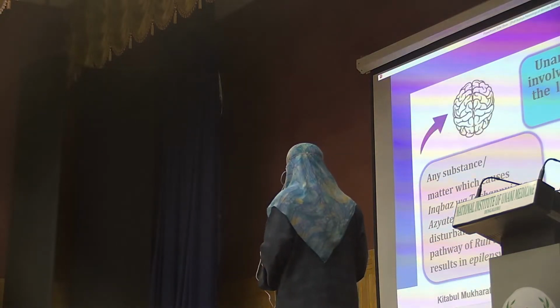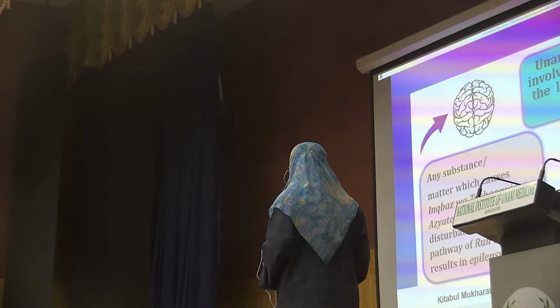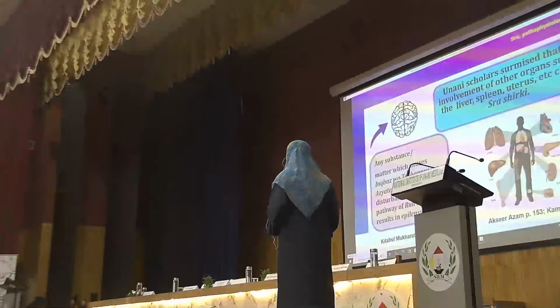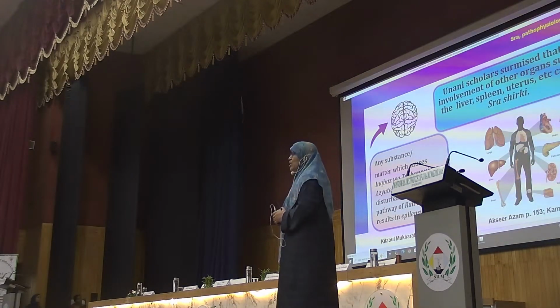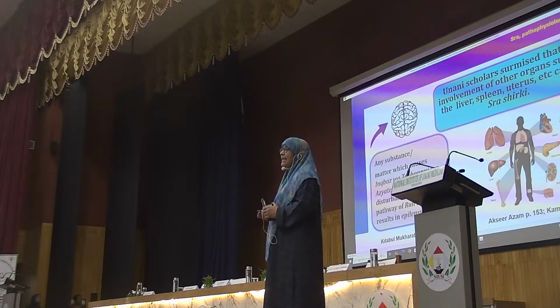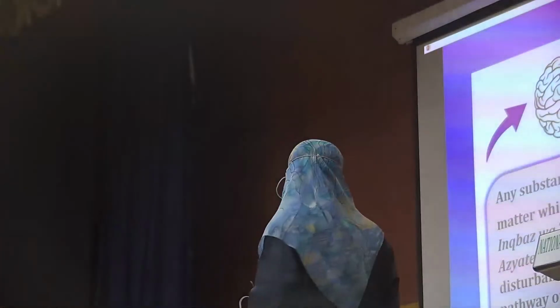Then any substance or matter which causes tashannuj or ziyad dimagh leads to disturbance of pathway of Roux and results in epilepsy. Unani scholars also said that involvement of other organs such as liver, spleen, uterus causes Sayashaki. That means just now we saw that pulmonary hepatic failure can lead to convulsions or seizures.